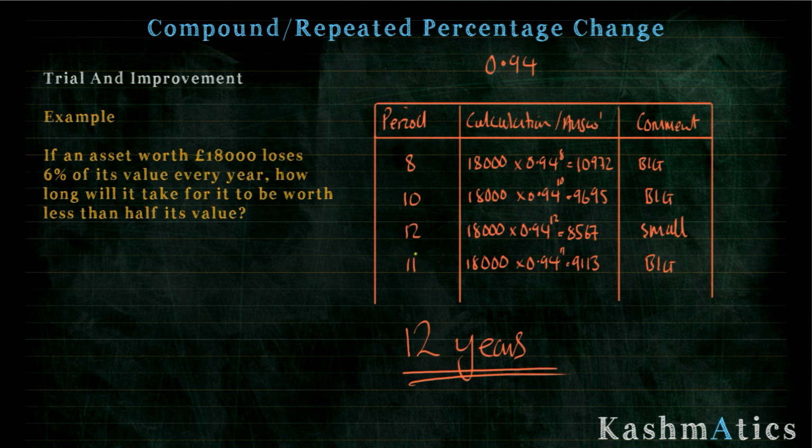So then I tested 11 years to see if that was too little or too much, and that one wasn't quite enough. So I knew it was somewhere between 11 years and 12 years. So after 11 years, it hasn't quite got to halfway, but by 12 years it has. So it will take 12 years for it to lose half its value.